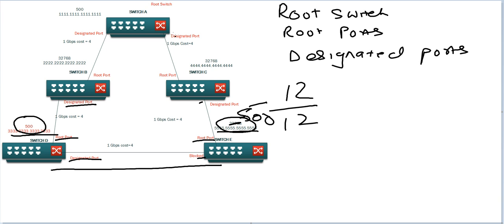So we have selected almost every port, either as designated or root. Either the port is going to be a root port or a designated port, but if it is none of them, then it is going to be a blocked port. I hope you understand the logic: how to select the root switch, how to find the root port, how to find the designated port, and how to find the blocked port.